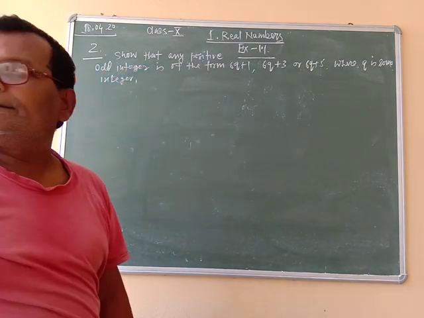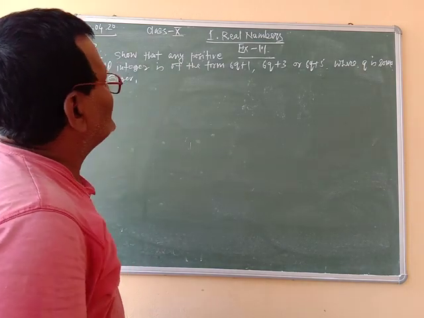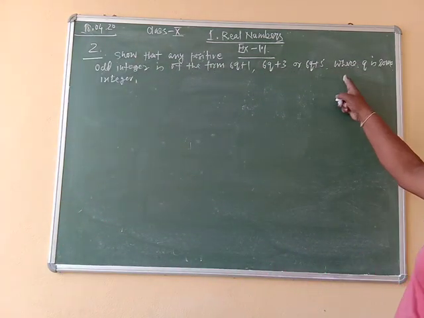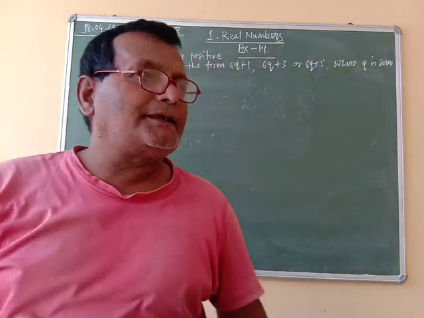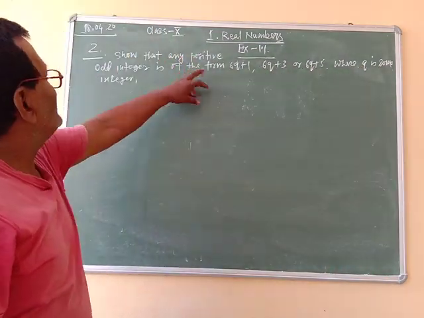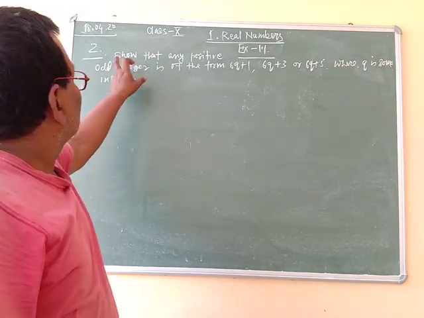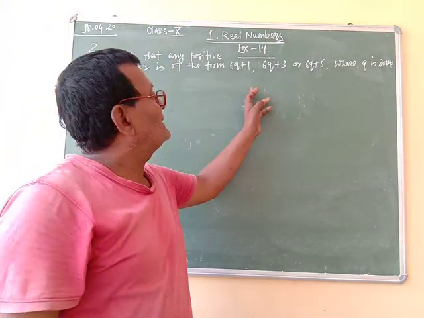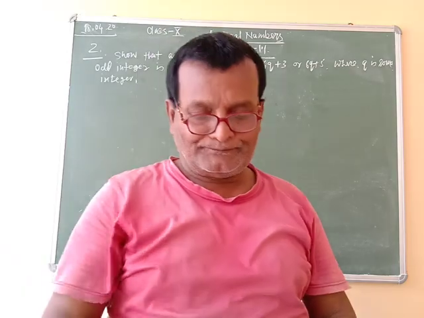This is your question: show that any positive odd integer is of the form 6q plus 1, 6q plus 3, 6q plus 5, where q is some integer. दिखाएं कि कोई भी धनात्मक विषम पूर्णांक 6q plus 1, 6q plus 3 और 6q plus 5 के रूप का होता है.